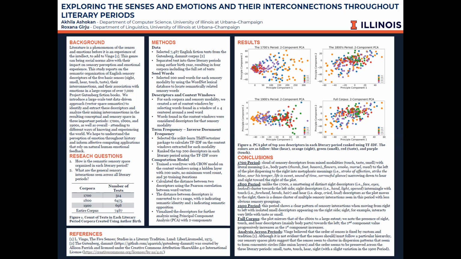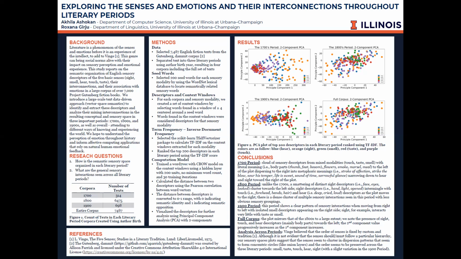Fiction literature is unique in its ability to capture social norms by bringing to life sensory perception and emotional experiences. In literature, we commonly see examples of each of the sensory modalities used in literal and metaphorical manners. And by looking at this data, we can distill our goals into two research objectives. One is, how is the sensory semantic space organized in each literary period? And two is, what are the general sensory interactions seen across all literary periods?